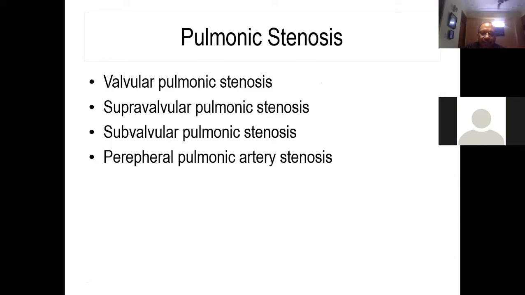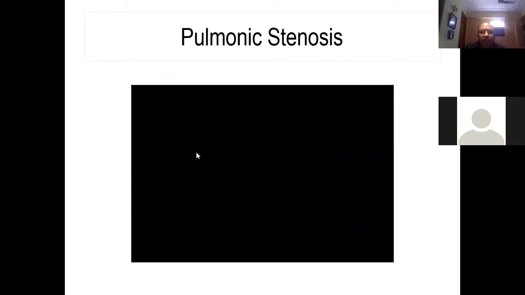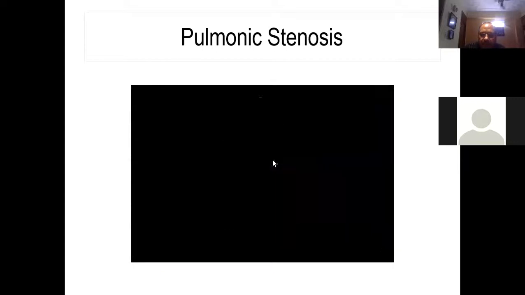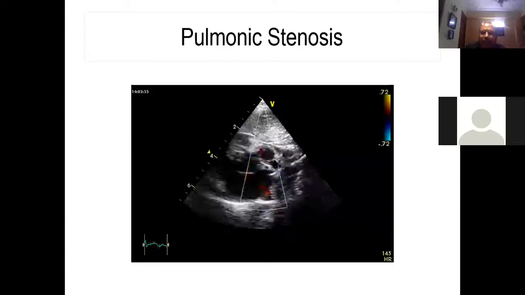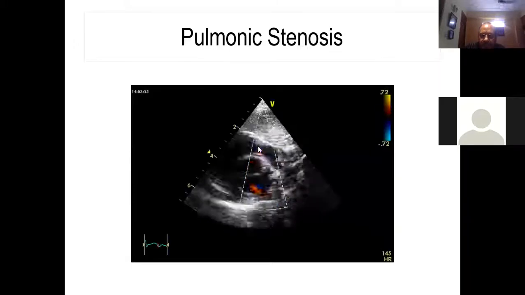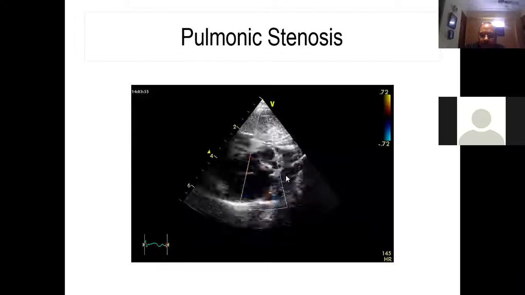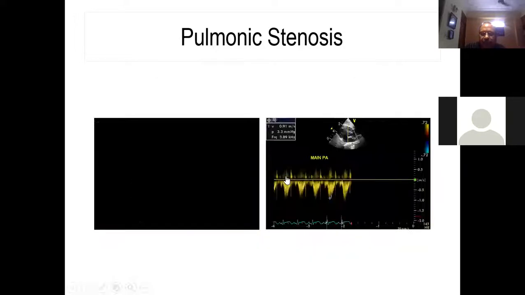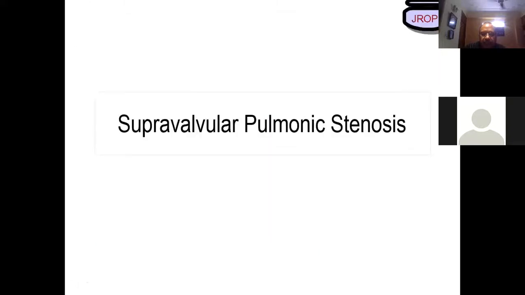We look at pulmonic stenosis. Pulmonic stenosis can be at the level of the pulmonic valves, distal to the pulmonic valves, or below the pulmonic valves in the peripheral pulmonic arteries. If you look at this pulmonic valve and you see a turbulence out here, this is valvular pulmonic stenosis. If you see a turbulence over here, this is subpulmonic. If you see turbulence distal to the pulmonic valve, that is supravalvular pulmonic stenosis.